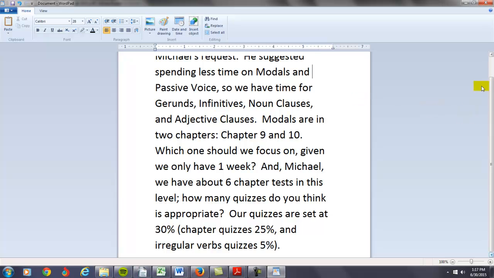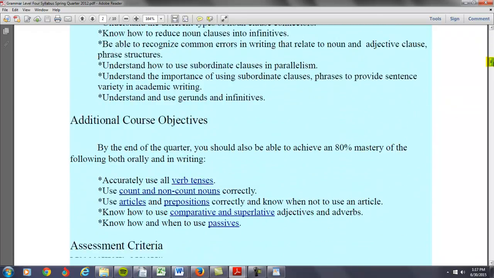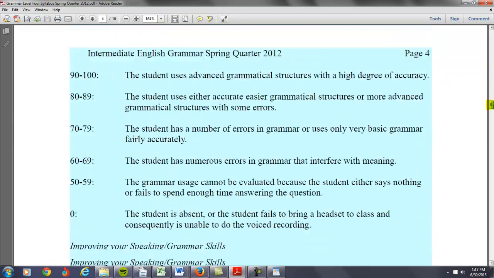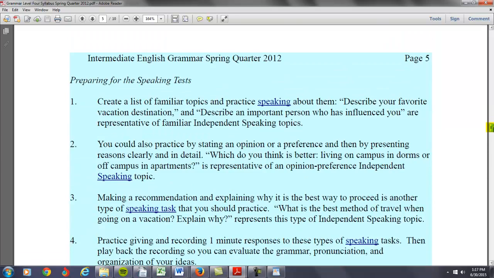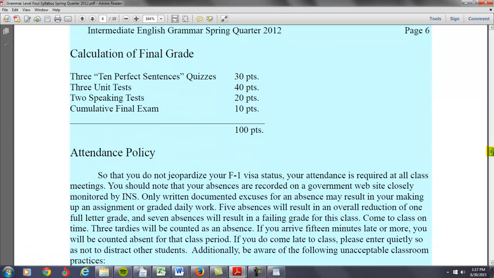All right, to answer your question now, so you say we have about 6 chapter tests in this level. How many quizzes do you think is appropriate? Our quizzes are set at 30%. Now what I'm going to do, I'm going to show you what I used to do. I taught this back in 2012, the Level 4 grammar class. So let's see what we have here. I'll show you what I did, then you can think about how you want to work on yours. And I'm getting the feeling that if you have 6 tests, you might be doing a little too much. Here's what I used to do.